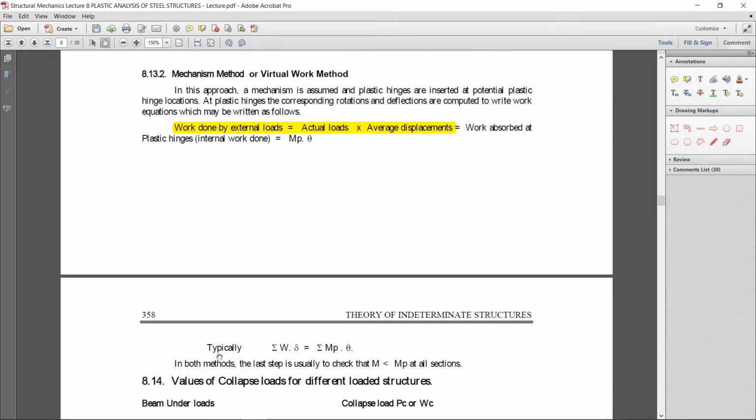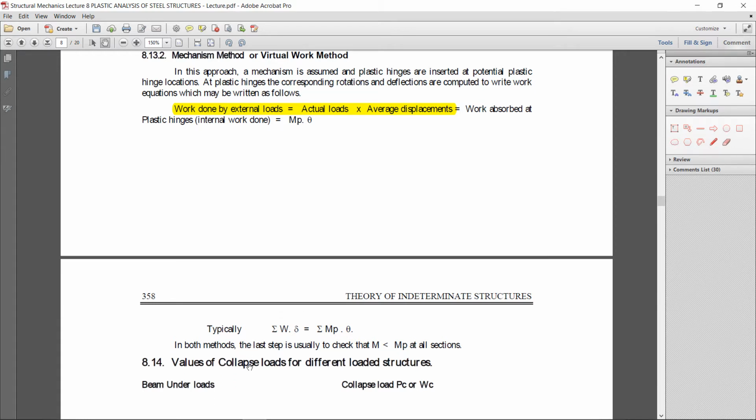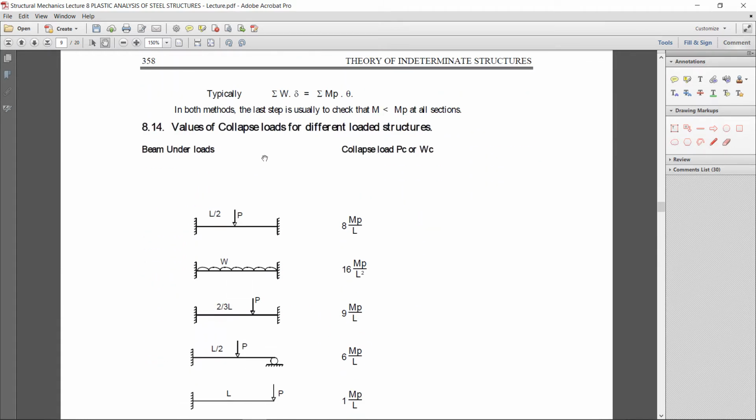Here, in the equation form, the external loads cause deformations in the structure and the internal loads cause rotation in the structure. Okay, that is internal loads.